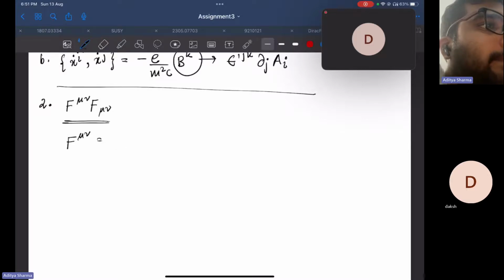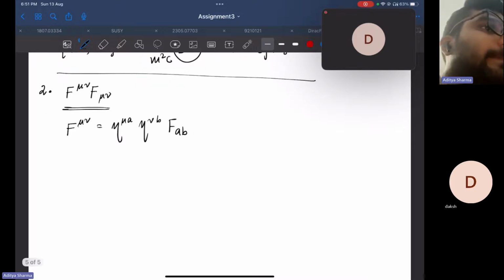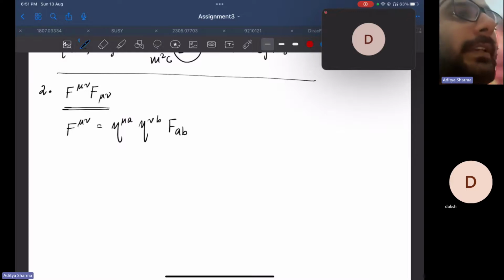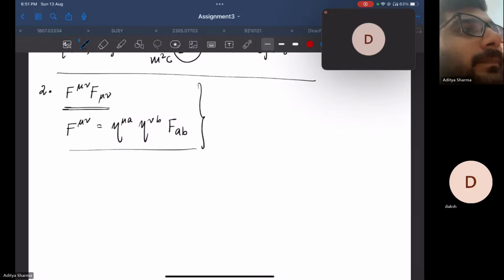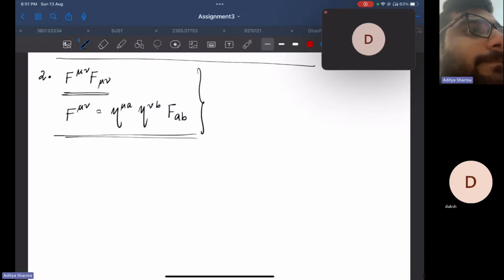Is pushed. It will be FAB. Okay, this is correct. This is how you raise and lower for this case. This is right.